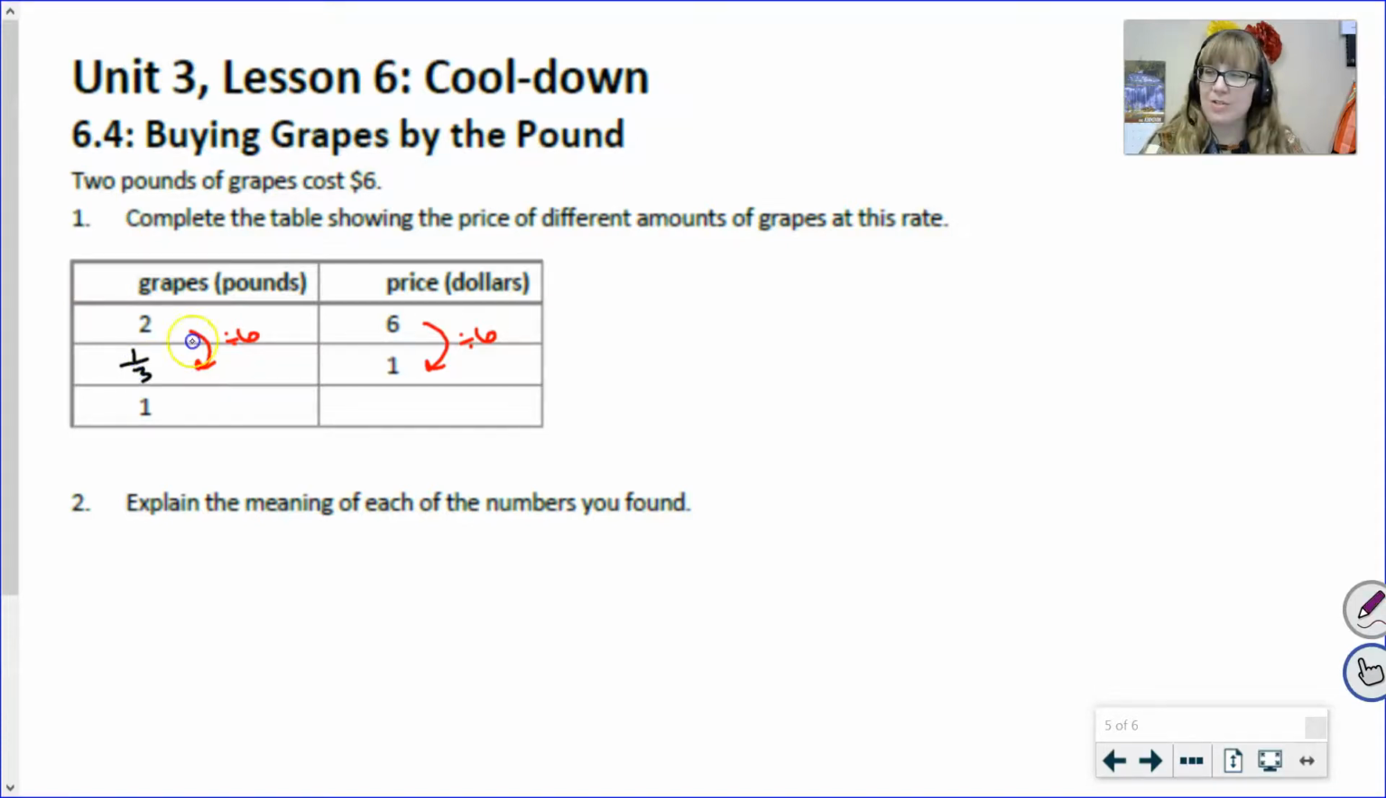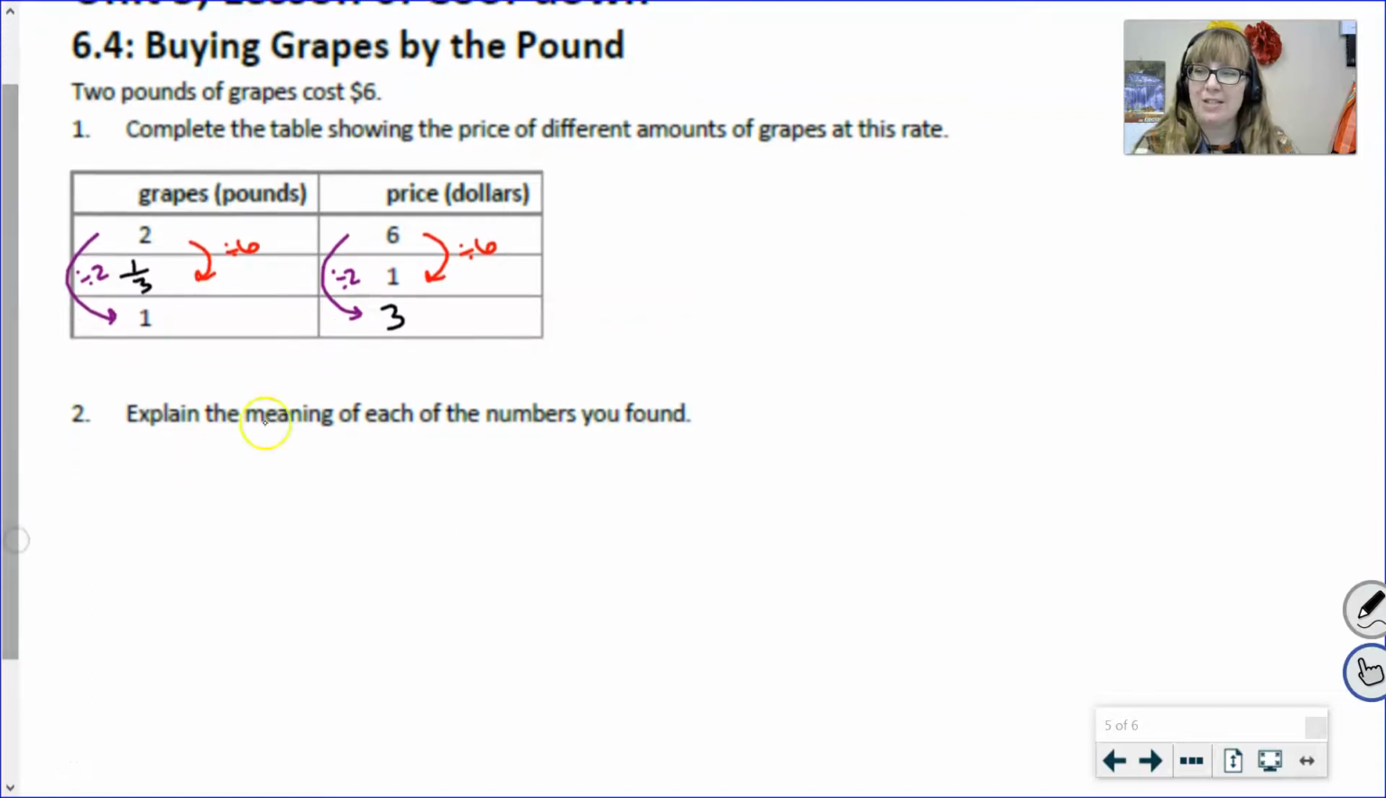And then we have another question, well, what about this one? How does that 2 change to that 1? We divide by 2. So now that tells me what I need to do here as well. The 6 divided by 2, plug it into your calculators if you need. 6 divided by 2 is 3. So now we've done the work. Now let's explain the meaning.